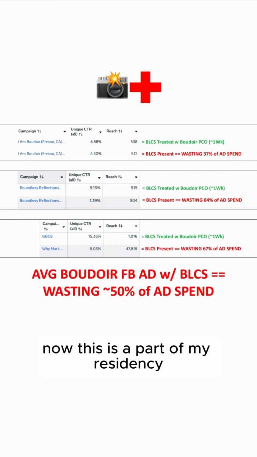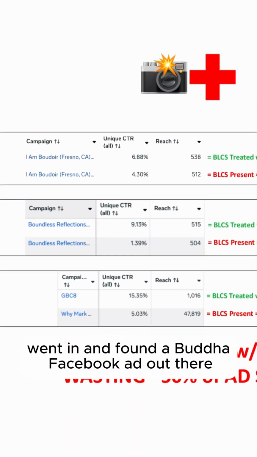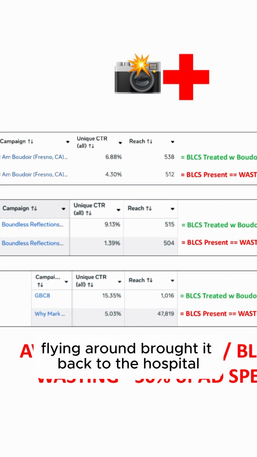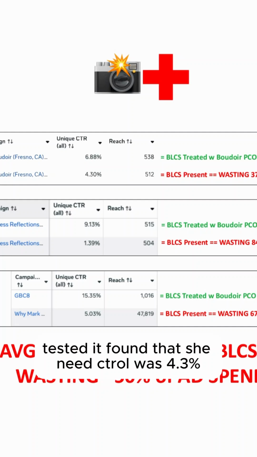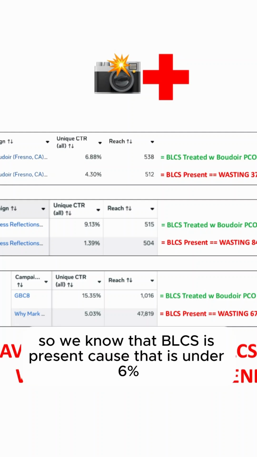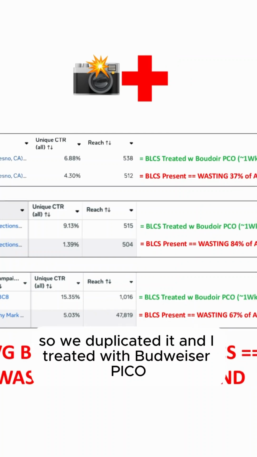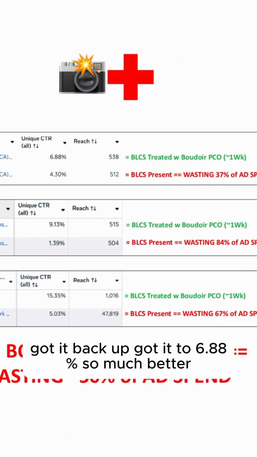Now, this was part of my residency. First part, I went in and found a Boudoir Facebook ad out there, flying around, brought it back to the hospital, tested it, found its unique CTR was 4.3%. So all right, we know that BLCS is present because that is under 6%. So we duplicated it and I treated it with Boudoir Pico, took about a week, got it back up, got it to 6.88%. So much better.